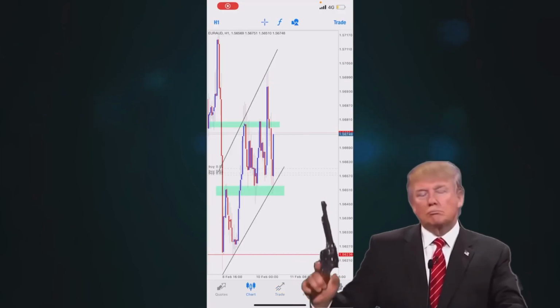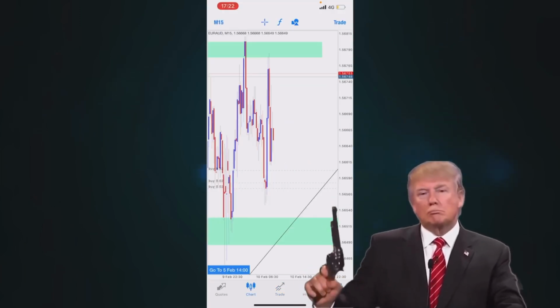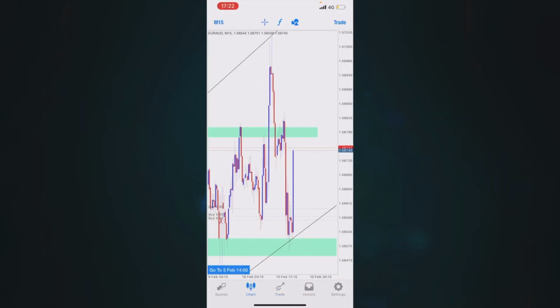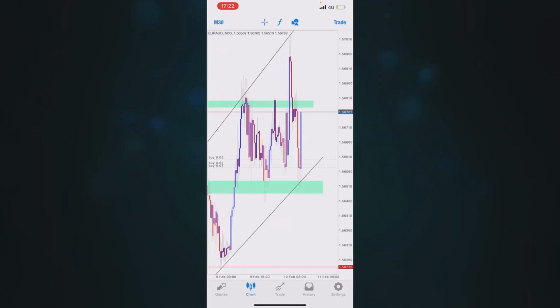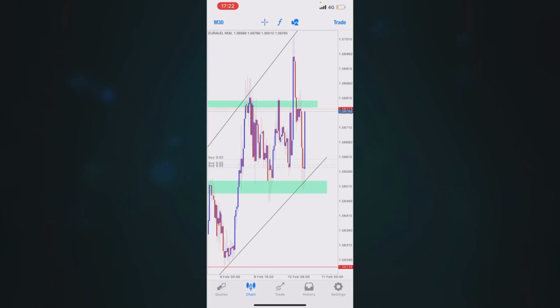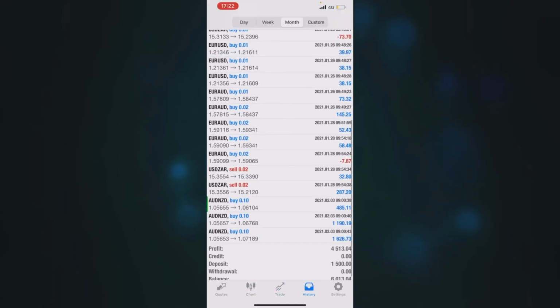Woo! Euro AUD paid, guys. You can see the market is respecting the setup. Currently, we are using a trends in trends strategy, and a full video on trends in trends is still going to come in the future. We can see that it's respecting our setup, guys. Euro AUD is still buying. You can see the current progress.